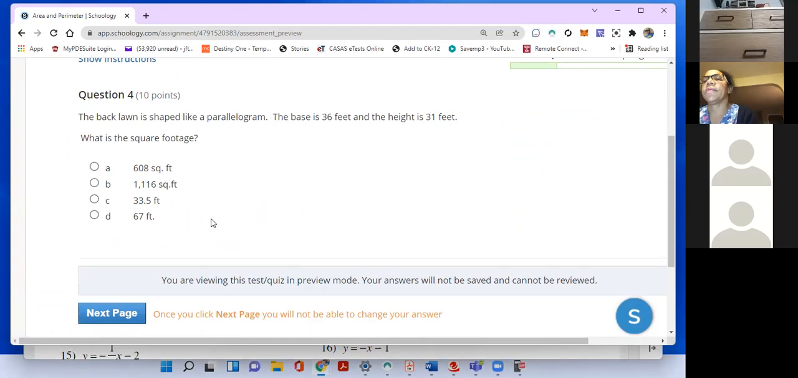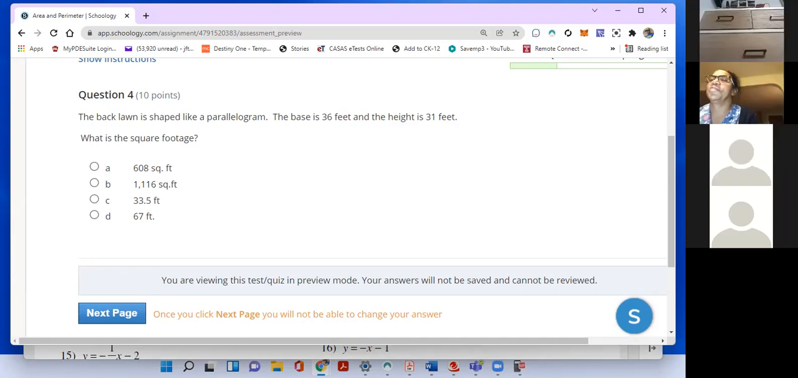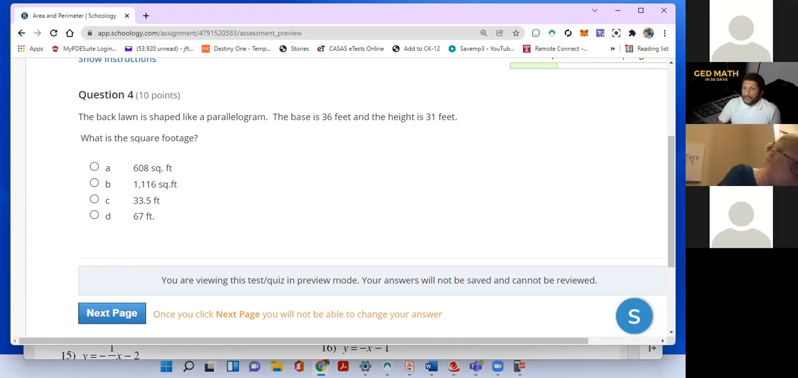The back lawn is shaped like a parallelogram. The base is 36 feet and the height is 31 feet. What is the square footage? Wow. Oh my goodness. That gave me a headache already, right? Take your time. The back lawn is shaped like a parallelogram. The base is 36 feet and the height is 31 feet. What is the square footage?